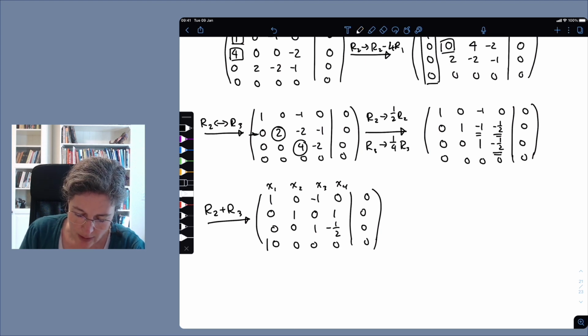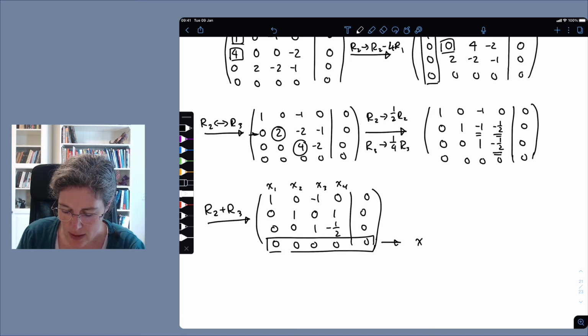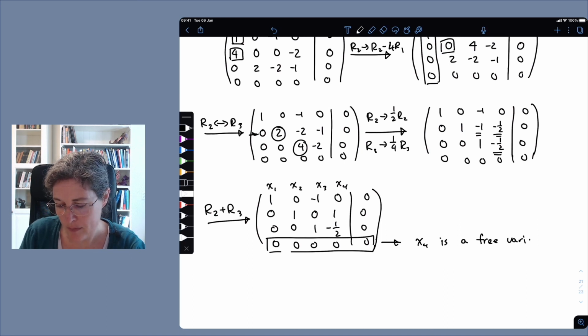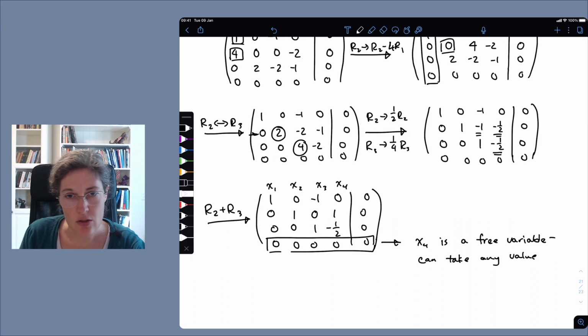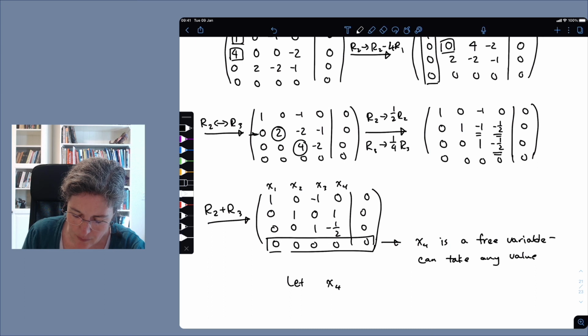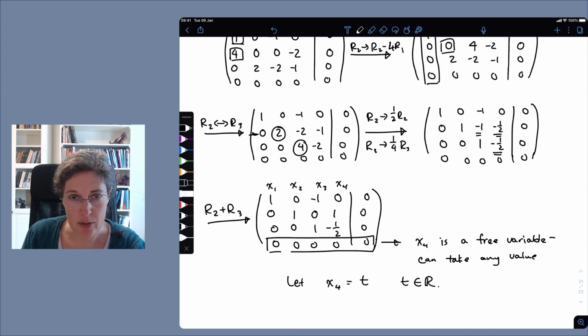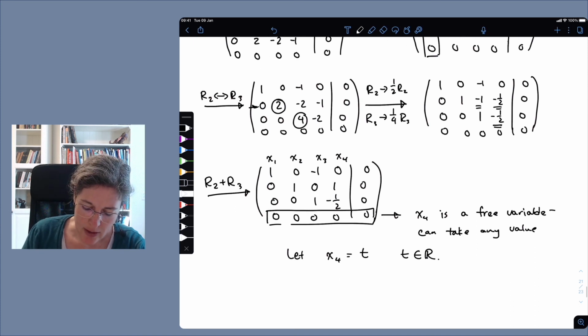So this row over here says x4 is a free variable. It can take any value. So let's start by assigning it any value. So I'm going to say let x4 be t, where t is some element of real numbers. So far, so good. Now, let's think about what this tells us about x3.